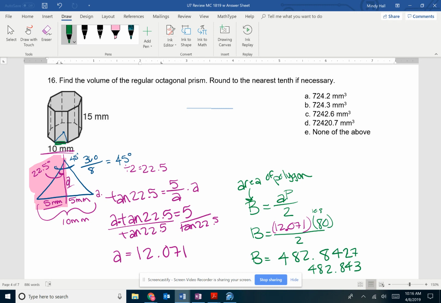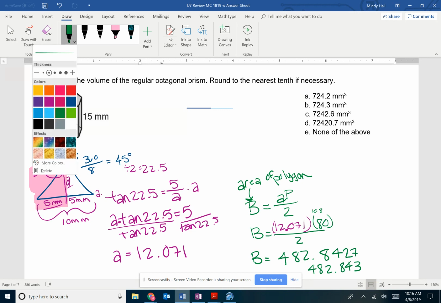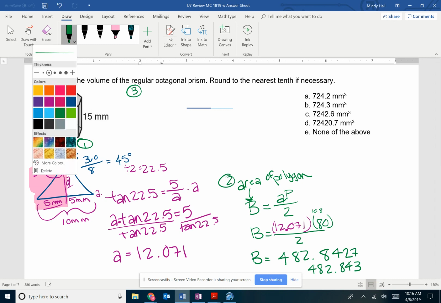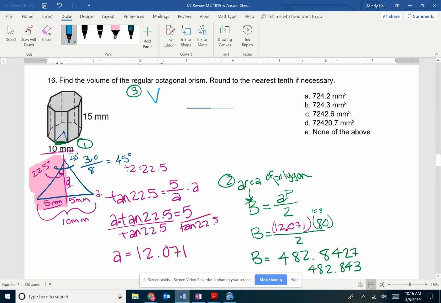So because I have my base area now, this was step 1, this was second. Then third, we're going to actually plug it into the volume formula. So we have base area times height. In this case, my base area was 482.843, and we're multiplying it by the height of 15. Again, I'm running my numbers right now. So even though I have a rounded number written down, I literally on my calculator just hit times 15, taking my previous answer and multiplying it by 15 to get that volume equals 7,242.6.